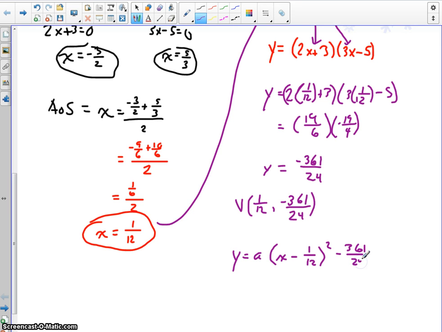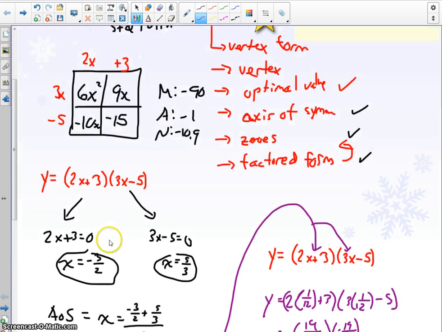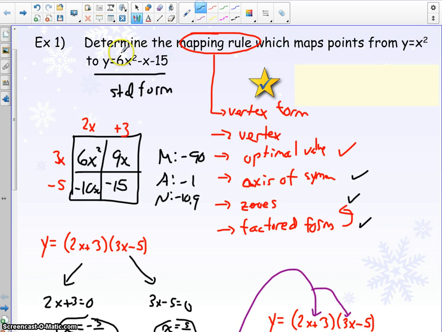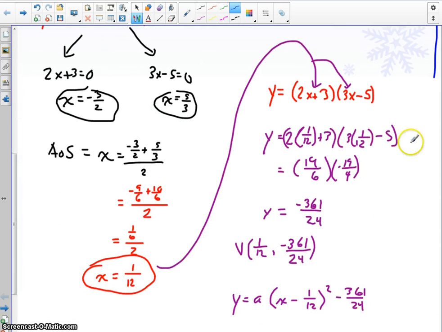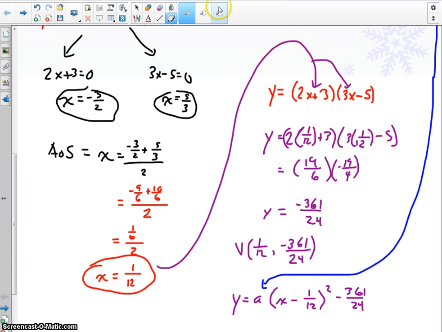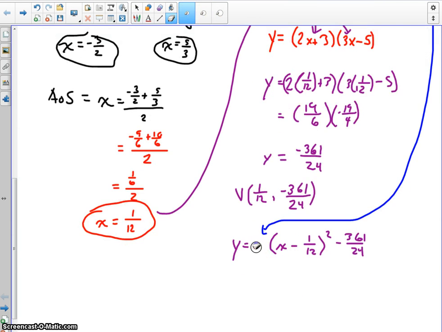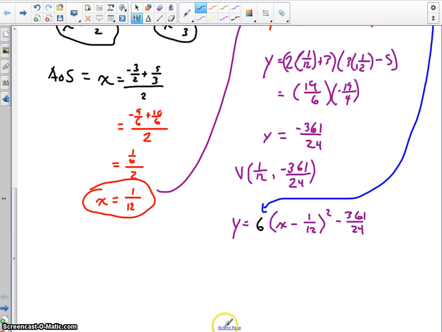Okay, the only thing I'm missing here is my a value. Normally you'd have to take a point, sub it in, and solve for a, but since we came from standard form, we saw last lesson that the a value from standard form is the same as the a value in vertex form. So this a value of 6 here carries on down to be my a value in vertex form. So I can, immediately without doing any work, delete my a here and replace it with the 6. Now that gives me my equation in vertex form, everything I need to find my mapping rule.